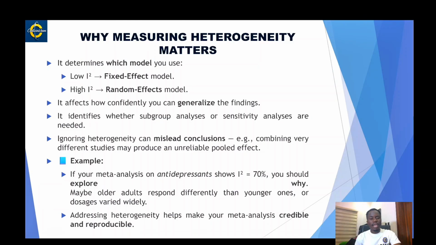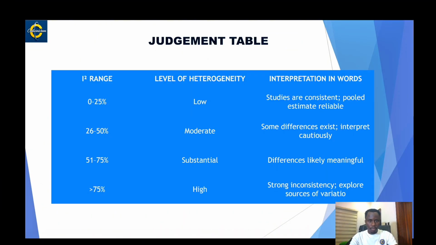If your meta-analysis, for example, you're working on an antidepressant and it shows 70%, then explore why that happened, because if there is a massive gap, then there is a challenge. So I'm going to repeat this again. 0 to 25 is low heterogeneity, 25 to 60 is moderate, then greater than 75 is what? High. And 55 to 75 is what? Substantial.